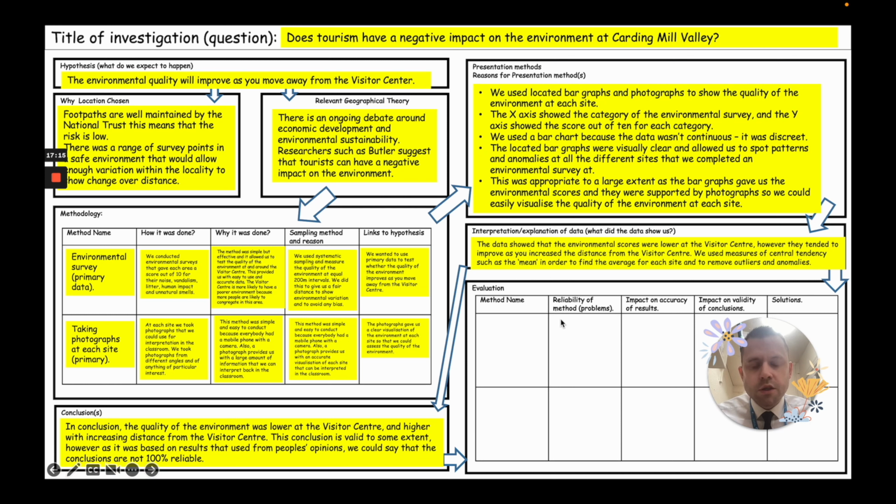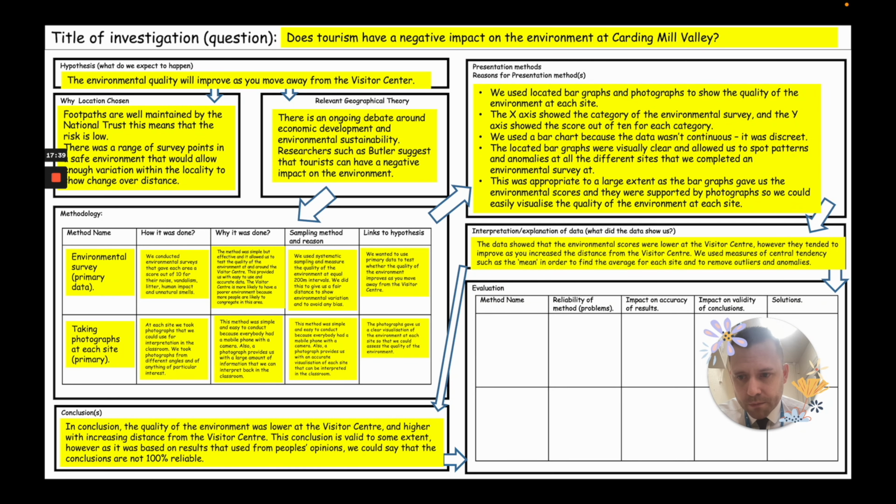Conclusion. So, remember again, our conclusion is based upon the results, and the results are based on our methods. And all of this was done so we could answer our original aim: does tourism have a negative impact on the environment at Cardiff Mill Valley? So here's our conclusion then.